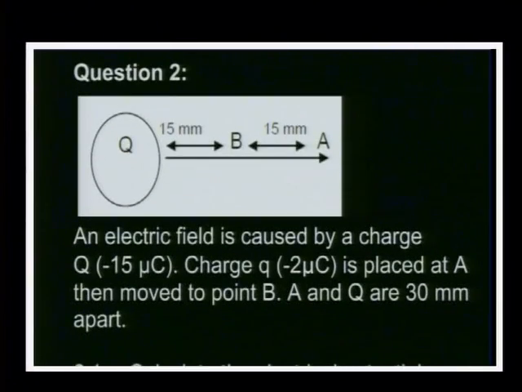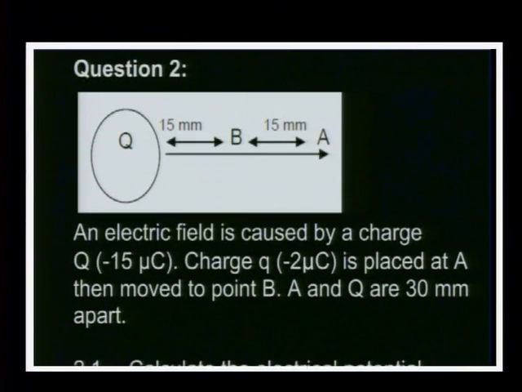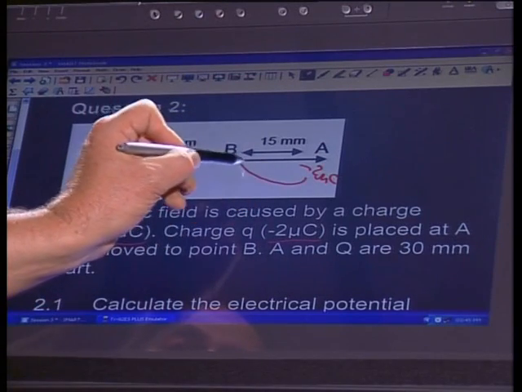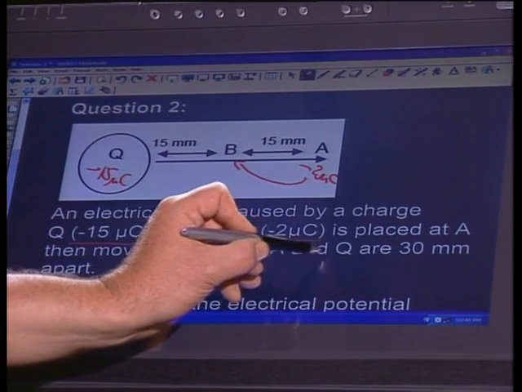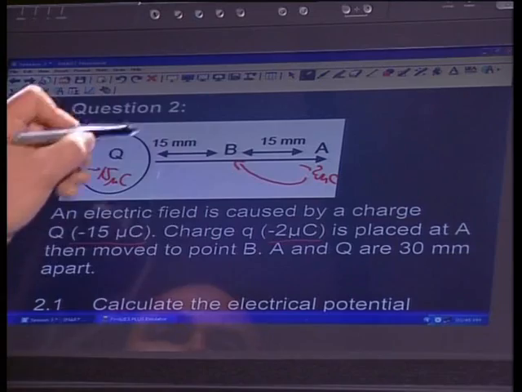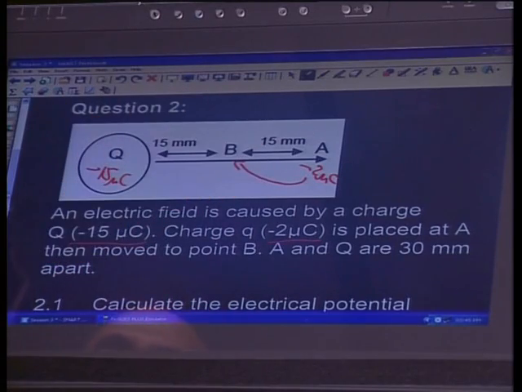Right, question 2, it says an electric field is caused by charge Q, minus 15 microcoulombs. Charge small q, minus 2 microcoulombs, is placed at A. So here this is minus 2 microcoulombs, where this one is minus 15 microcoulombs. Okay, so we've got that. It's then moved from A to B, and A and Q are 30 millimeters apart to start with, and you've got the diagram there.